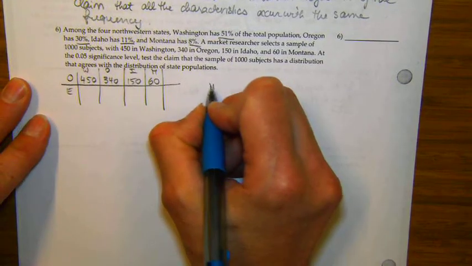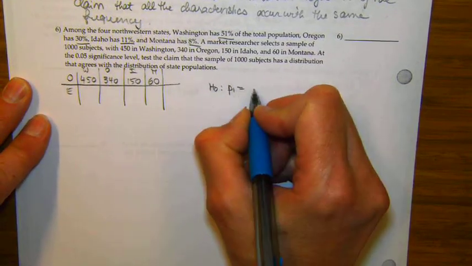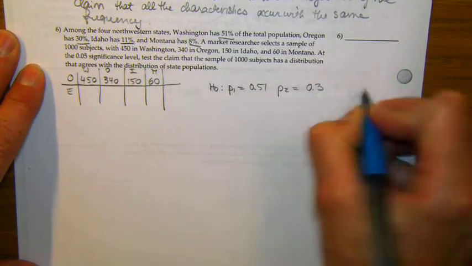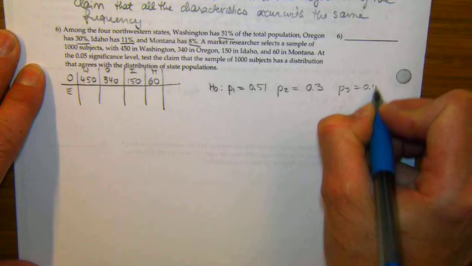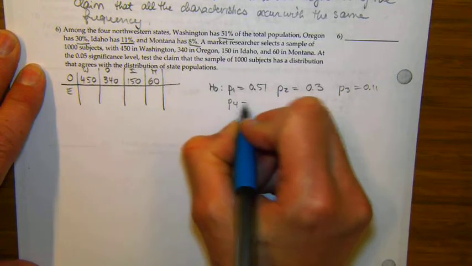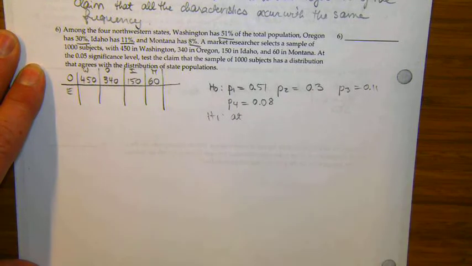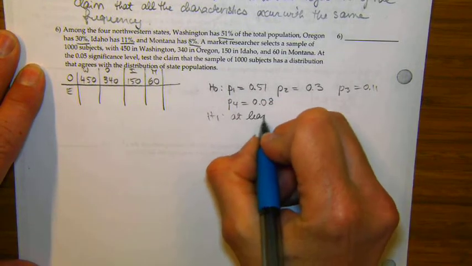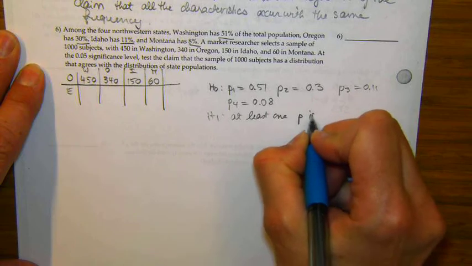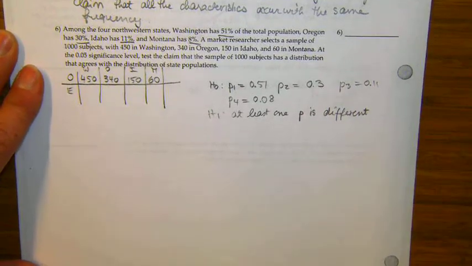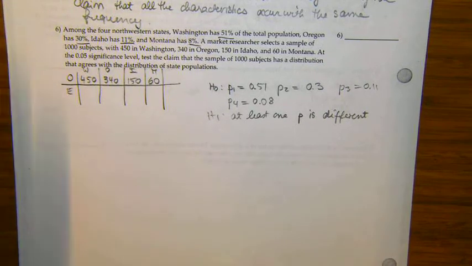So our null hypothesis is that P1 is equal to 0.51, P2 is equal to 0.3, P3 is equal to 0.11, and P4 is equal to 0.08. Our alternate is at least one P is different. It doesn't mean that they're all different, but at least one is different than what we would expect.